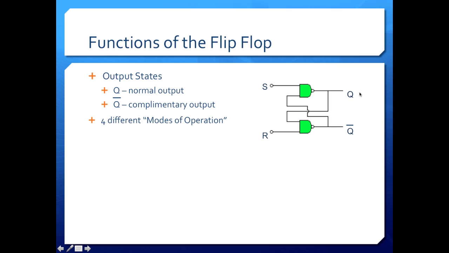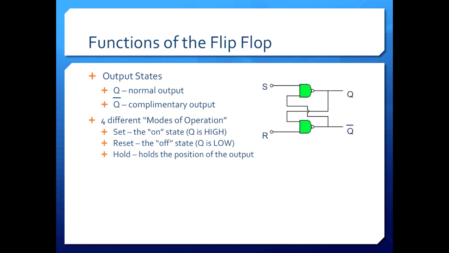So there are four different modes of operation which describe those output states. The first one we call the set state. That set state refers to when the Q output is high, when it's a 1, which obviously means that Q naught is low. The reset state is when Q is low, or when Q naught is high. We call that the off or reset state.